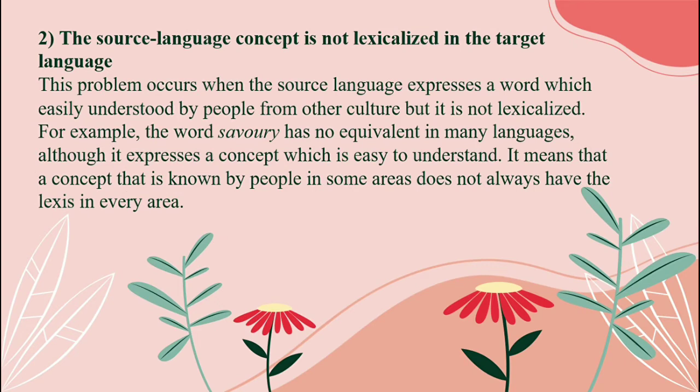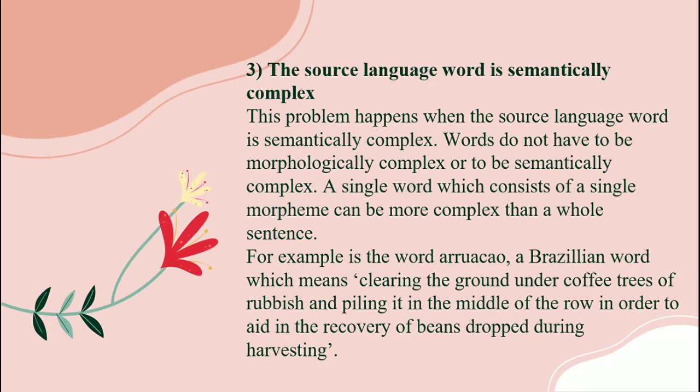And the second problem is the source language concept is not lexicalized in the target language. This problem occurs when the source language expresses a word which is easily understood by people from other cultures, but it is not lexicalized. For example, the word savory has no equivalent in many languages. Also, it expresses a concept which is easy to understand. It means that a concept that is known by people in some areas does not always have the lexis in every area.